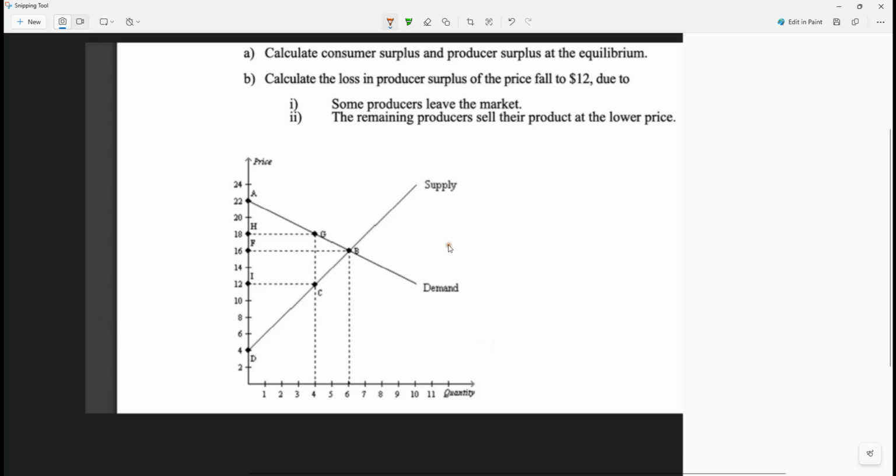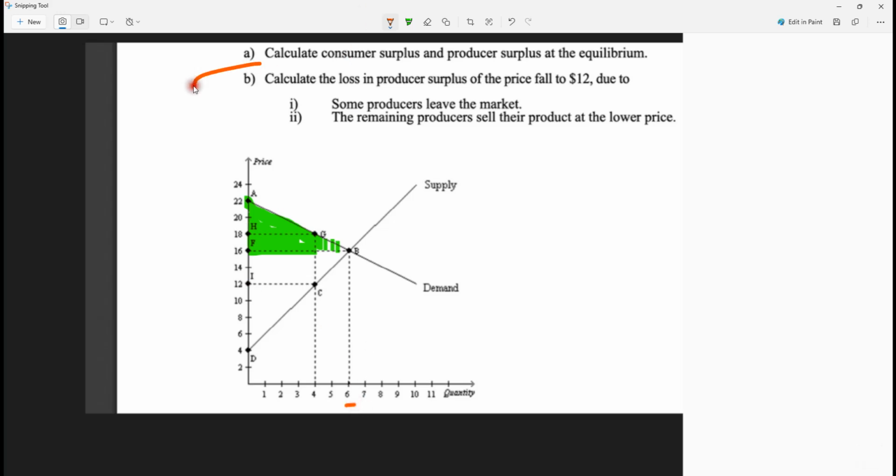In this video, we're going to figure out the change in producer surplus after a price change. So first, this problem wants us to calculate consumer surplus and producer surplus. Consumer surplus is the difference between what the consumers are willing to pay, which is the demand, and what they actually pay, which is the price. So the price is 16, and what they're willing to pay would be 22. So there's a difference of 6 here, on 6 different units.